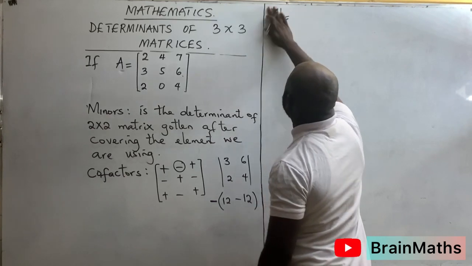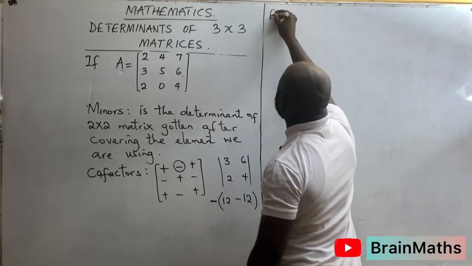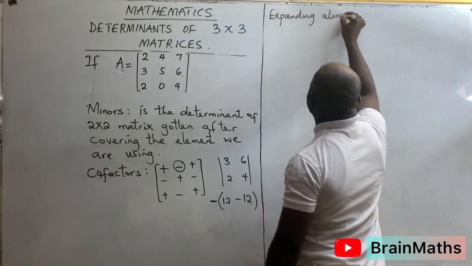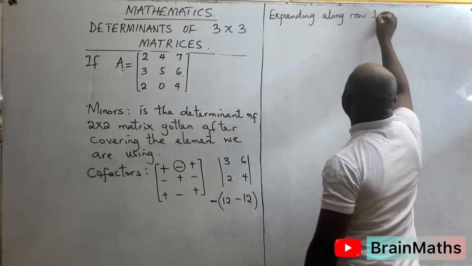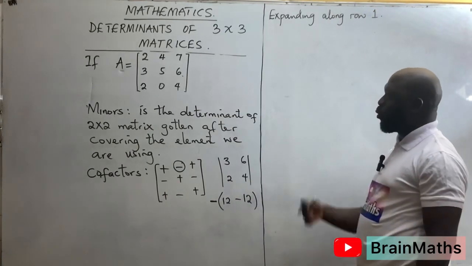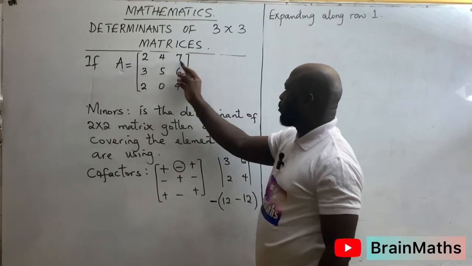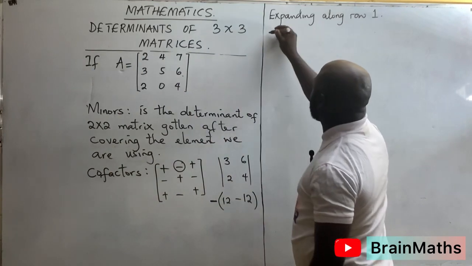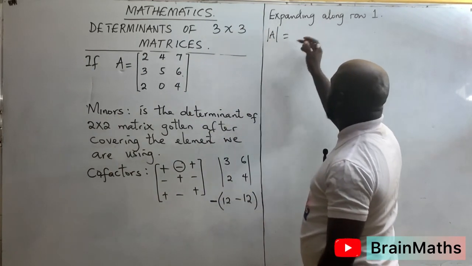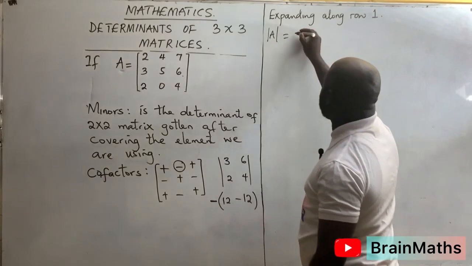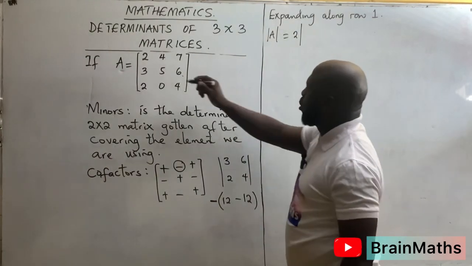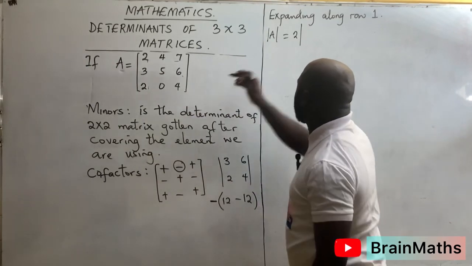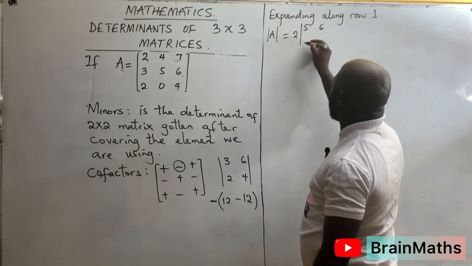So now, the determinant of A. Let's expand along row 1. This is our row 1. The first element on row 1 is 2. So the determinant of A will be these 2. You write it first, and then you cover the row of 2 and then the column of 2. We are left with 5, 6, 0, 4.